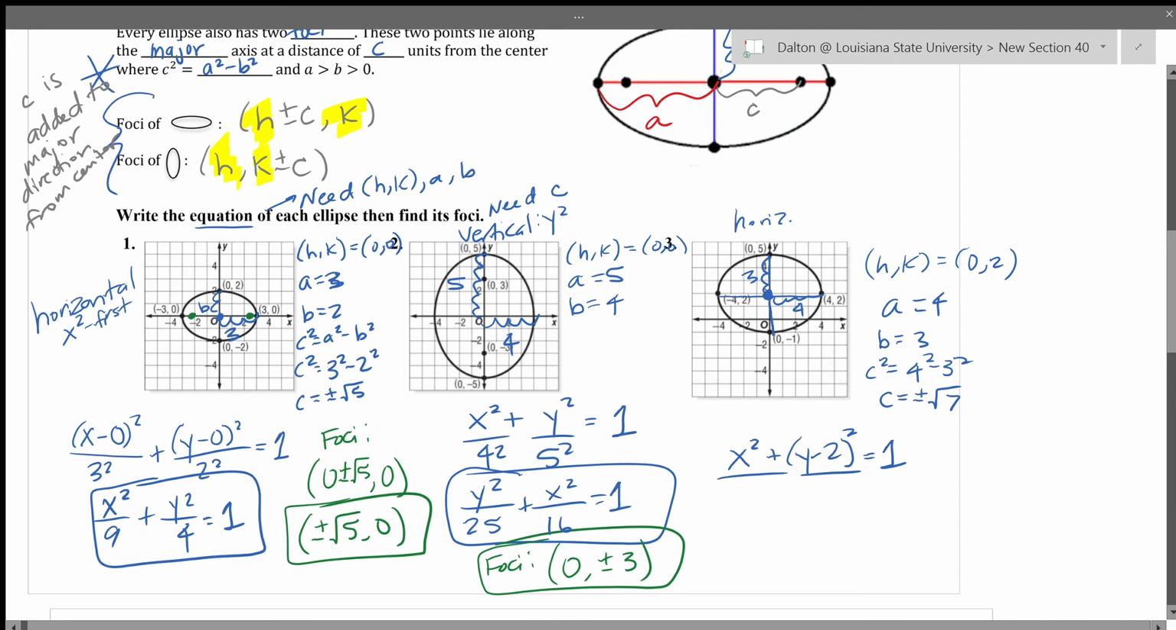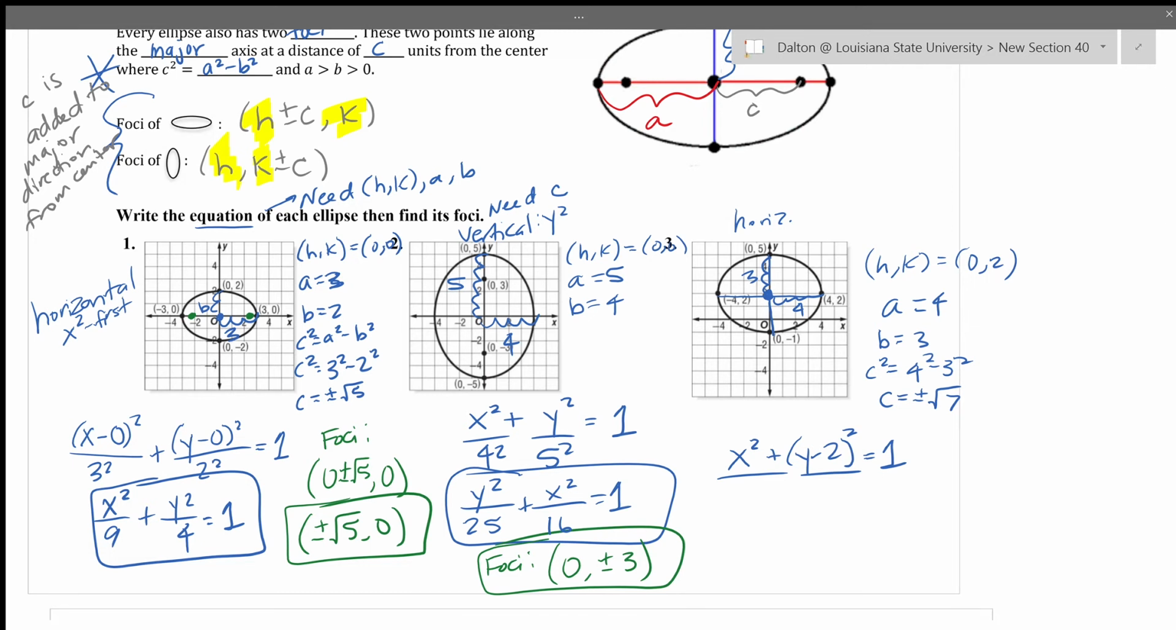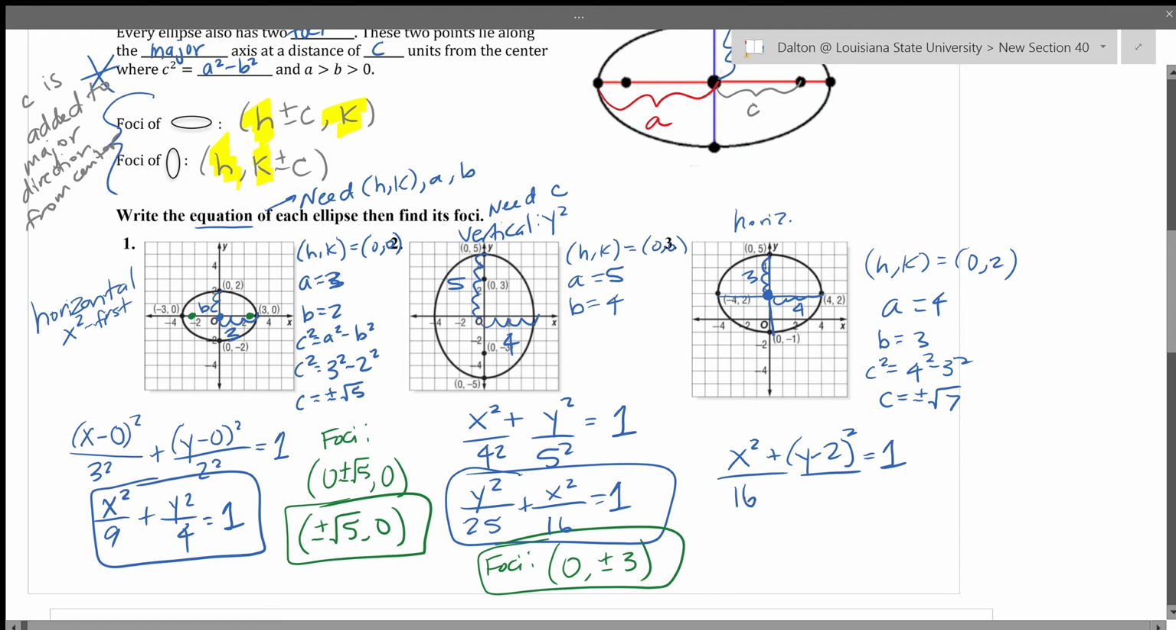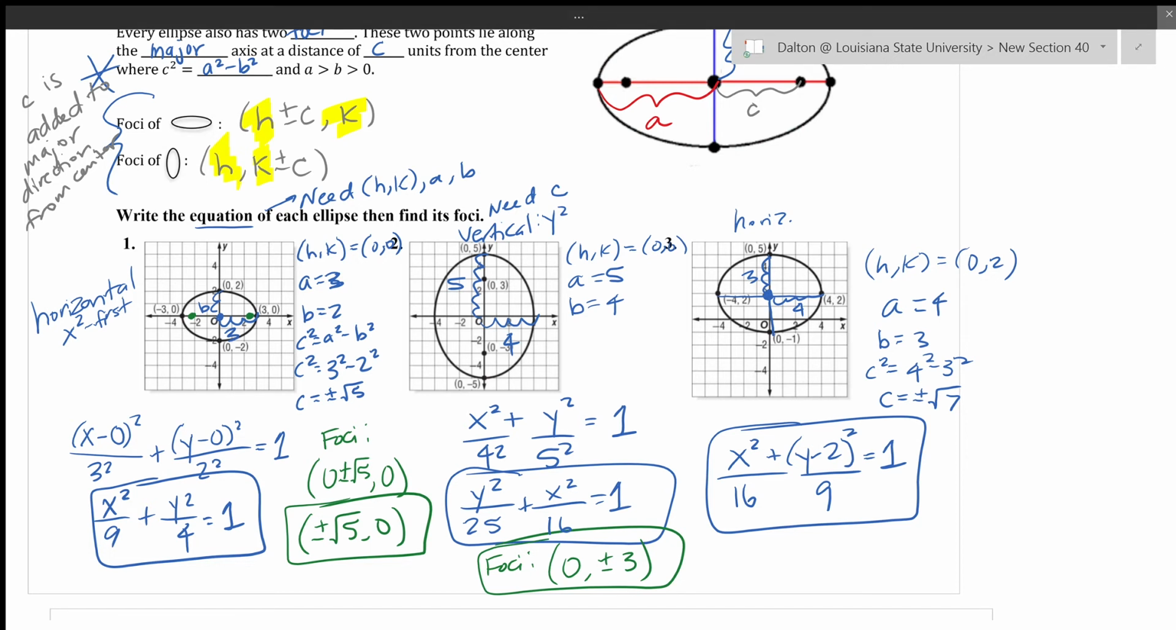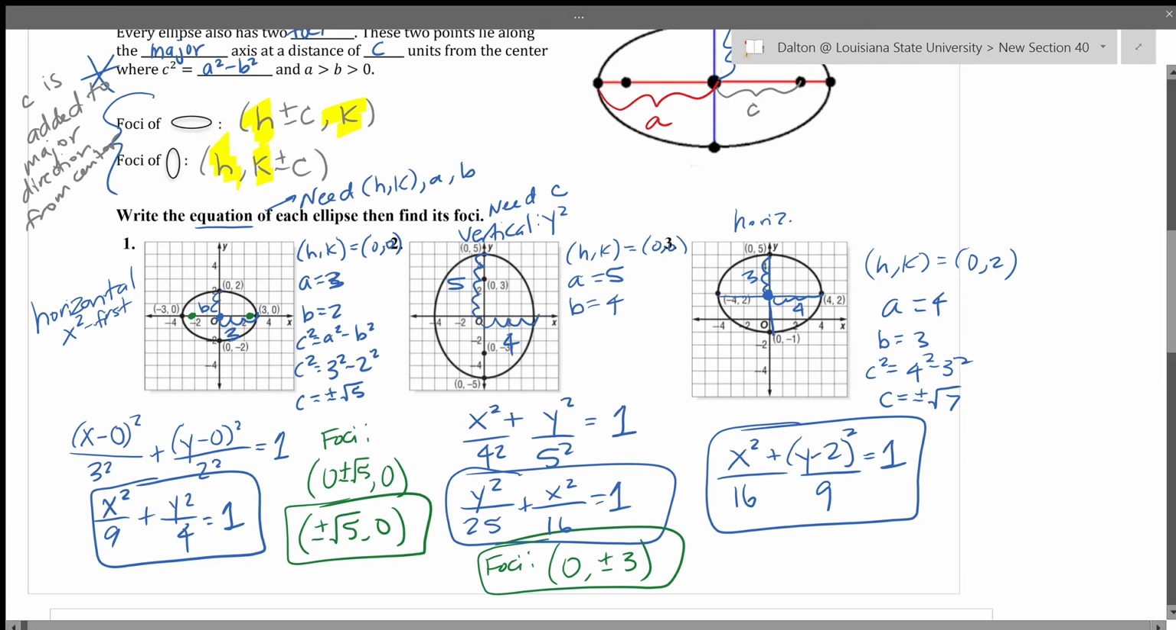So in the x direction, I've got 4. Again, that's my bigger number a, so 4 squared is 16. And b is going to be 3 squared, which is 9. So there's the equation. And then the foci, again, we always start foci with the center point.